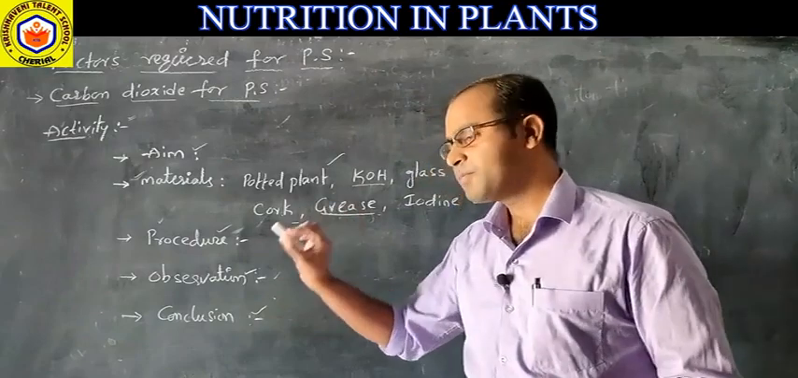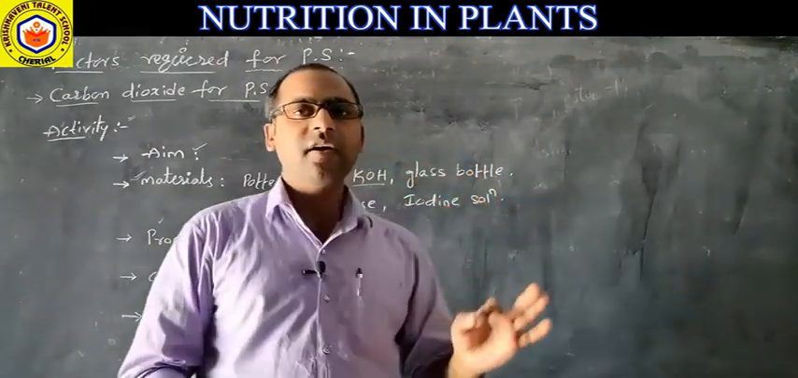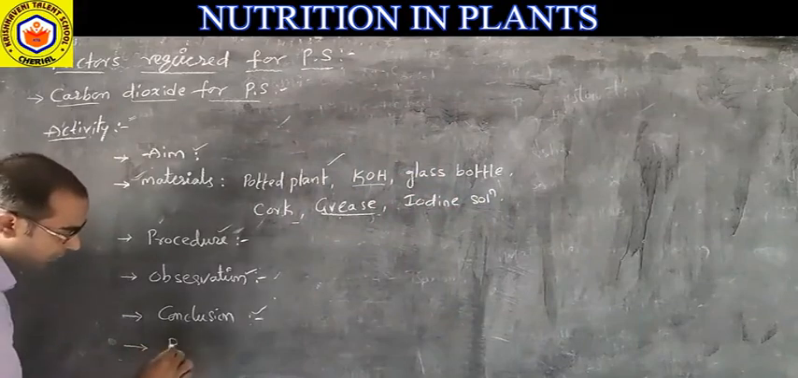So what can we conclude here? Carbon dioxide is necessary for photosynthesis. Then what are the precautions?